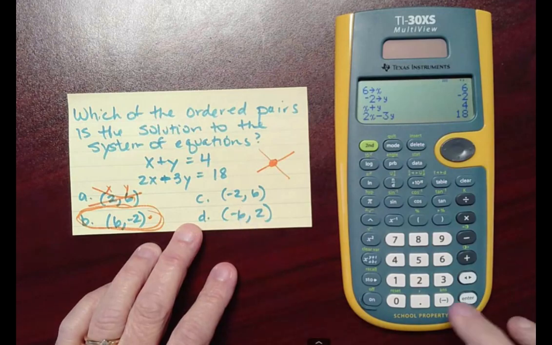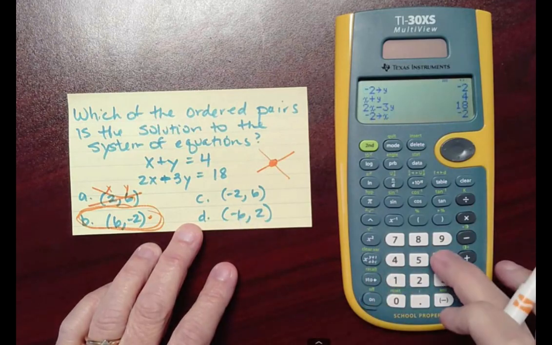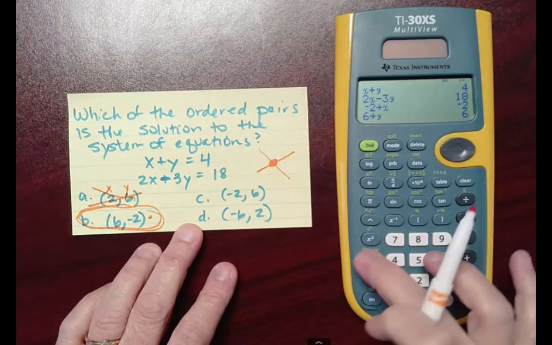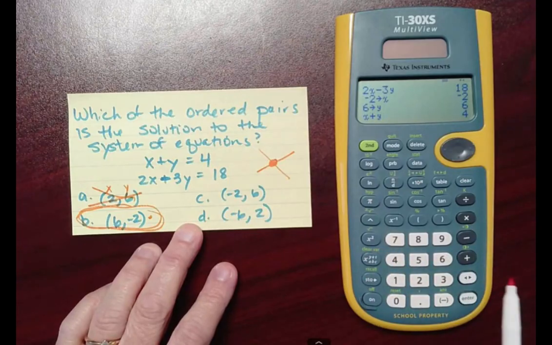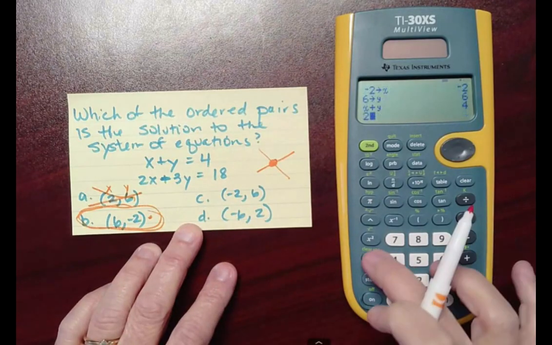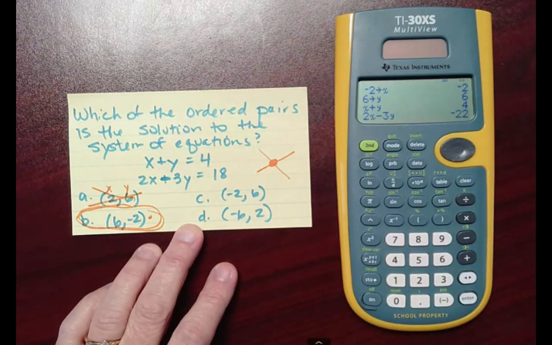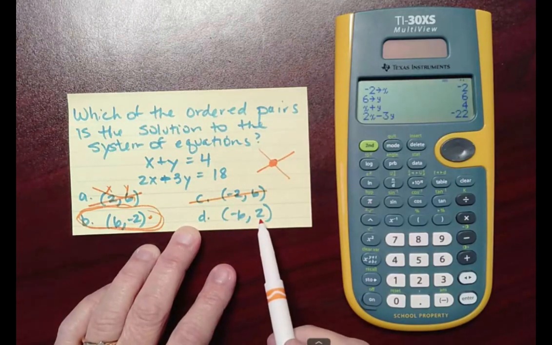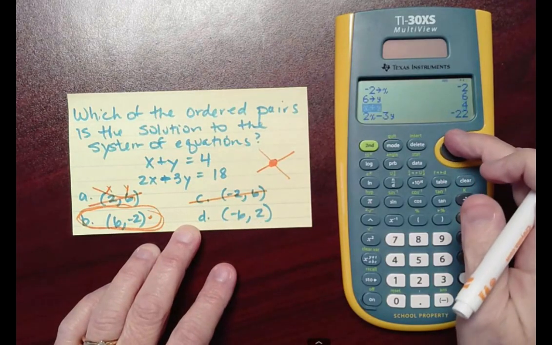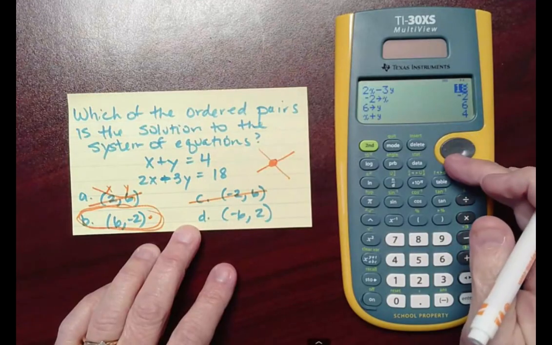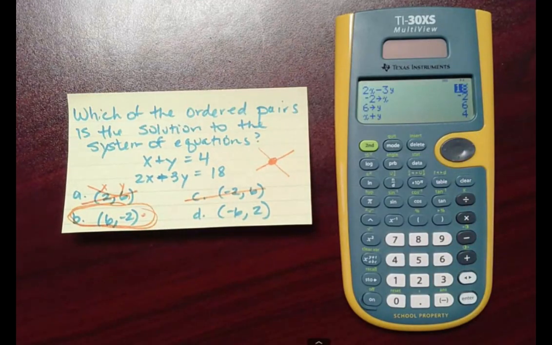This one, let's see, if I do negative 2 store x and 6 store y. I think it's going to work in x plus y. I got 4, but does it work in this other one? 2x minus 3y is negative 22. No, it doesn't work. And this other one won't either. So you just have to check and see which point works in both equations, and then that will be the answer. But if it's not in y equals mx plus b form, you can't use your table button, but you can store your x and store your y and do a little guess and check until you find the one that works in both equations.